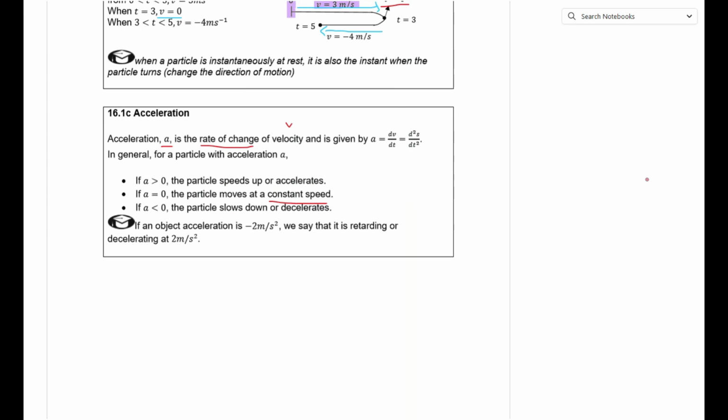If a equals 0, it simply means that the particle has maybe a constant speed of 5 km per hour. And finally, if a is less than 0, the particle is slowing down or decelerating. So if an object's acceleration is -2 meters per second squared, we will say that it is retarding or decelerating at 2 meters per second squared. Since you've mentioned that it's already decelerating, we've already put across the idea that it is slowing down. Therefore, we don't have to add the negative sign in front anymore.